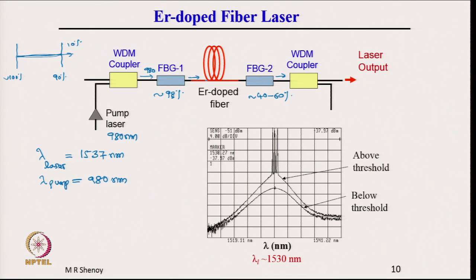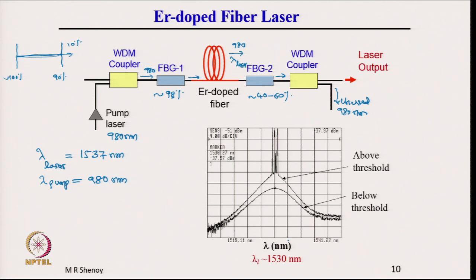So, if there is any unused pump remaining, please see, 980 is entering. So, when it comes out here, there will be some 980 and some lambda laser. So, both will come out here, and the unused 980 nanometer, that is the unused pump or residual pump, can be dumped. So, there is a pump which is pumping from here and the WDM coupler takes out the unused or residual pump, and what you get here is the laser output.